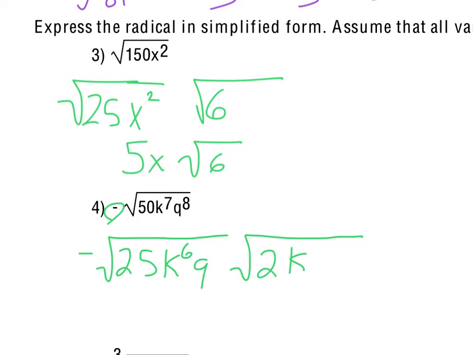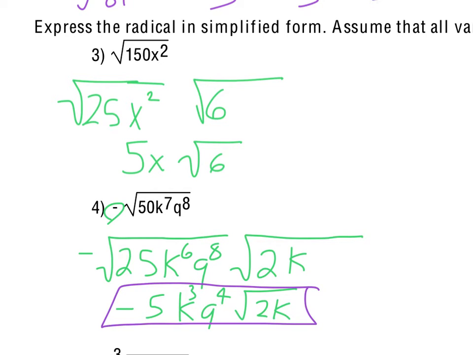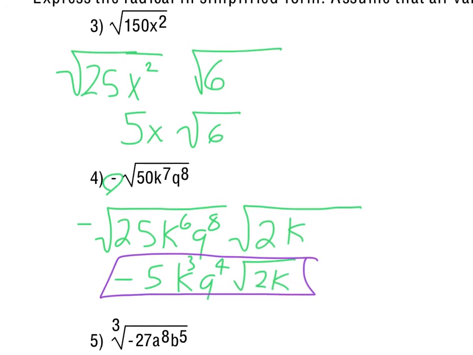And we can square root the entire q to the 8th, so that would go there. The negative is going to be there. 5 is the square root of 25, k cubed, and q to the 4th, and then the square root of 2k just along there at the end. So that's what that one would look like.